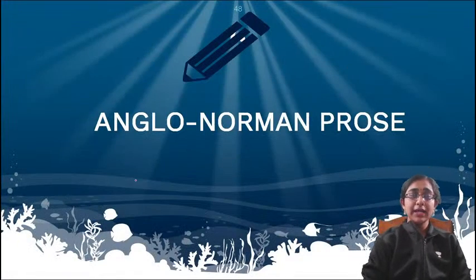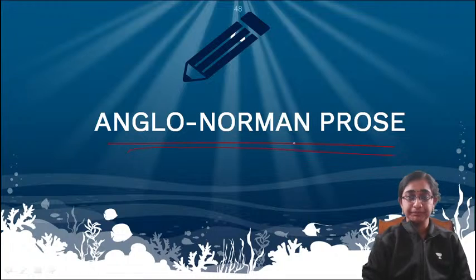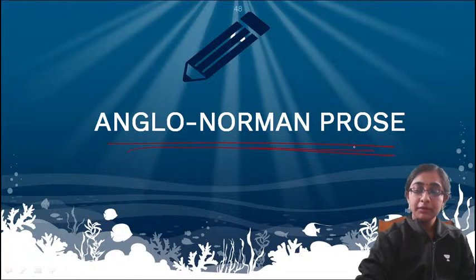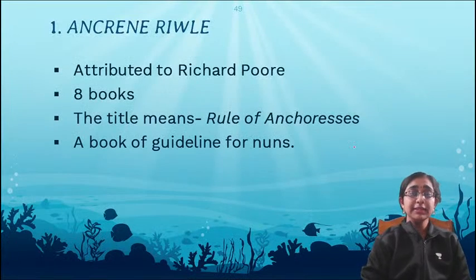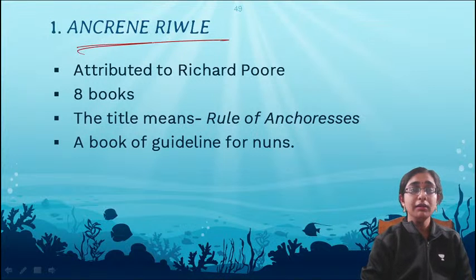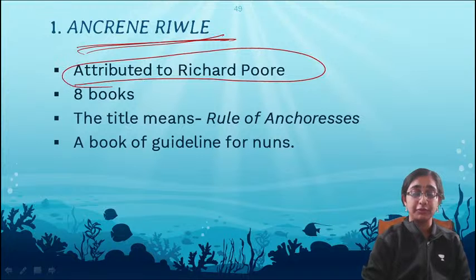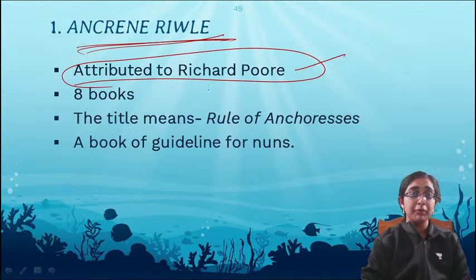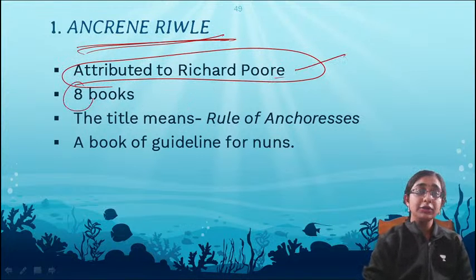Now we will talk about Anglo-Norman prose. Okay. Anglo-Norman prose, the first important prose is Ancrine Rule. This is attributed to Richard Poor. This is the name of the author. It is divided into 8 books.